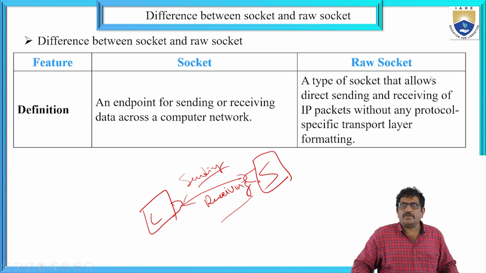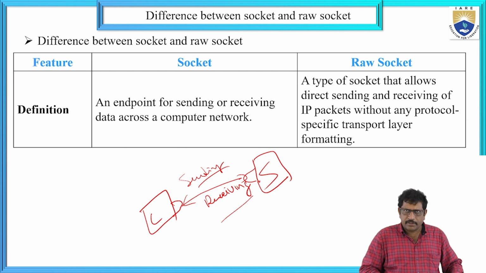The definition of a raw socket is that it is a type of socket that allows the direct sending and receiving of IP packets, without any protocol-specific transport layer formatting. Raw sockets send and receive the data without the formatting. So this is the raw socket definition.